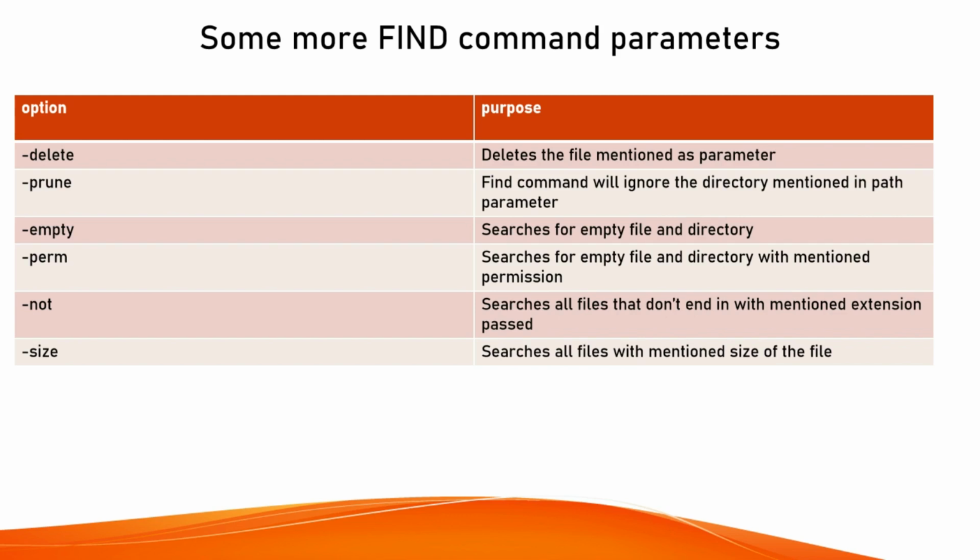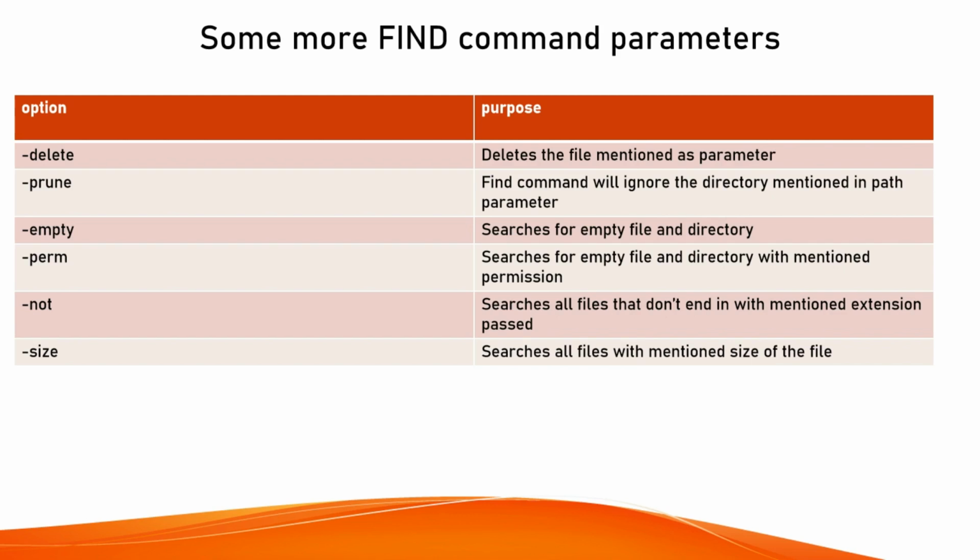Moving to the next important one is empty, and it helps you search for empty files and directories. The next important parameter is perm, and this will help you search not only the empty files or directories but all the files and directories with the mentioned permission which you have passed as a parameter to perm. Not, as the name suggests, will help you list down all the files except the file which you do not want to search.